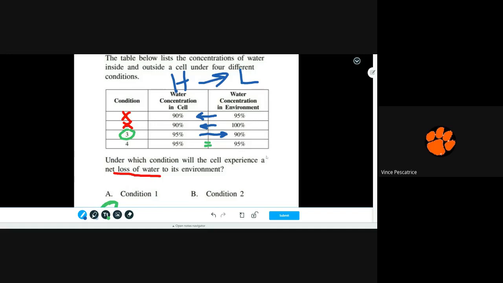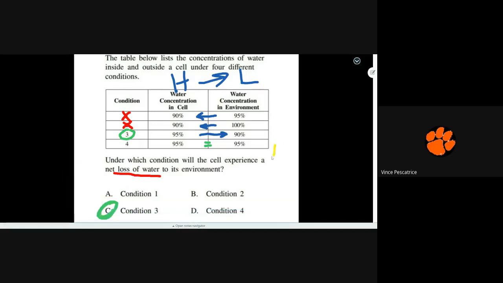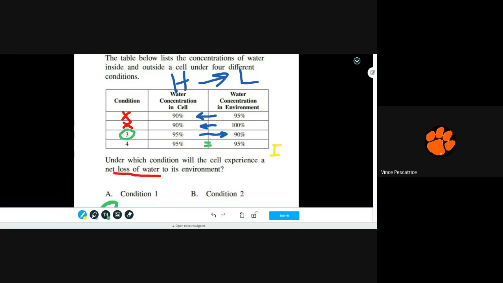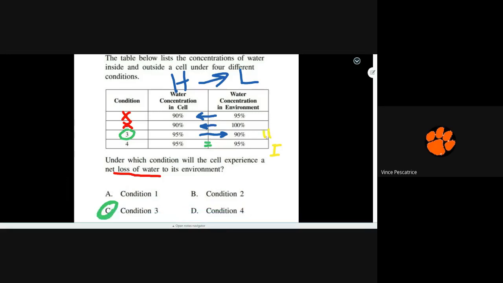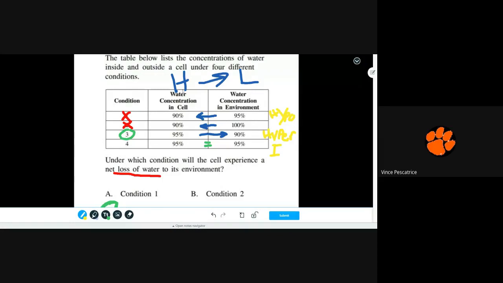So situation 4 would be an isotonic one. This is situation 3, that'd be a hypertonic one. And then these two would be hypotonic because the cell is gaining water. All right, any questions on that now?